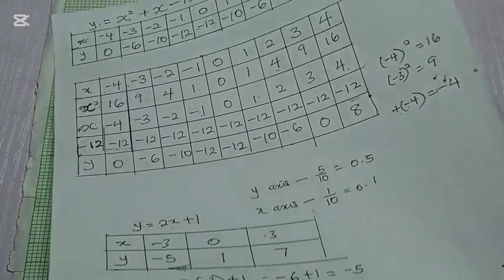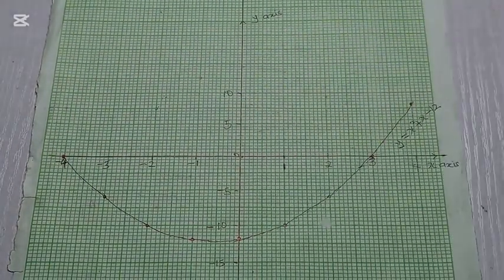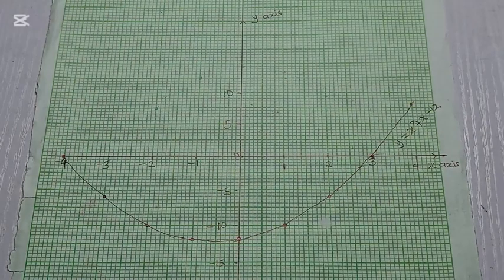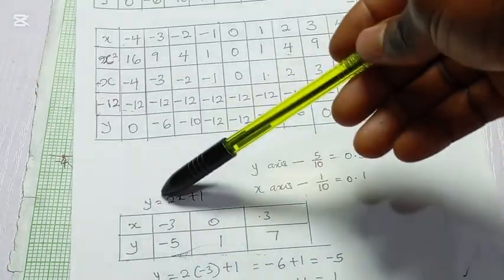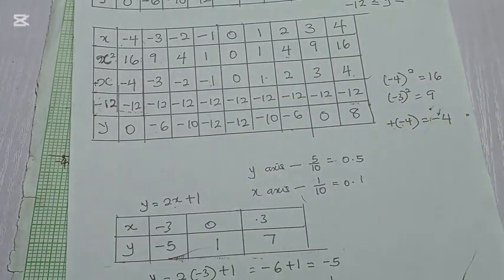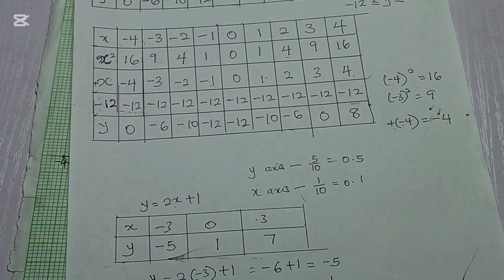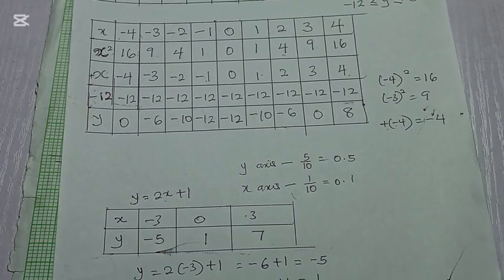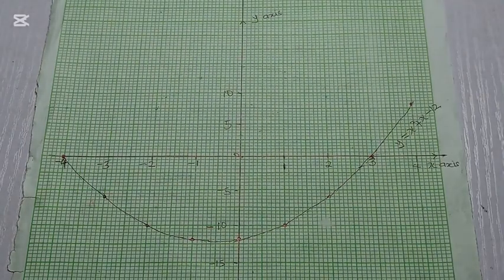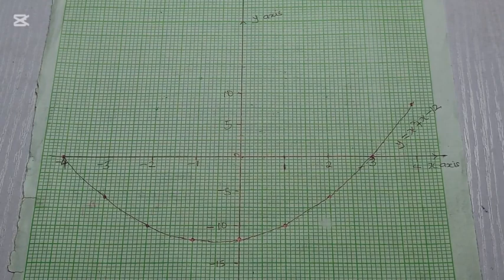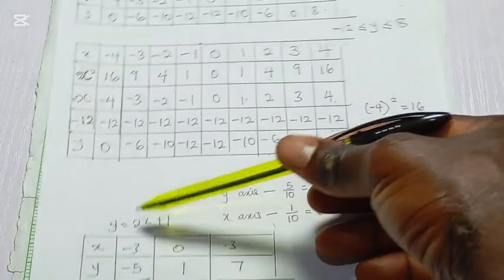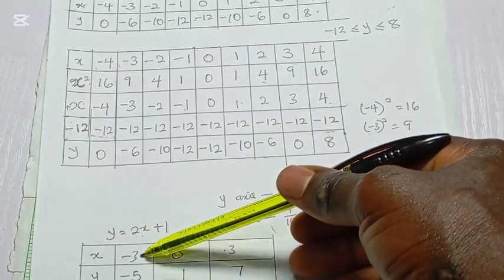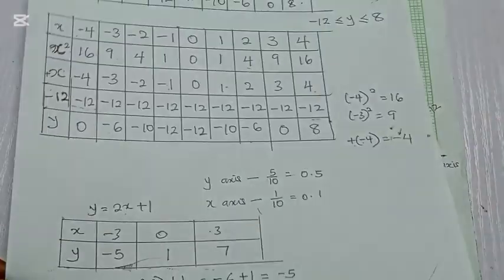So this is exactly what I'm going to plot on this same graph sheet using the same scale. Don't forget, you are at liberty to pick any value. I actually picked minus 3, 0, and 3. Someone can take minus 2, 1, and 4, depending on your choice, whatever works for you. But don't forget, just pick 3 values, and that will be enough. So when x is minus 3, y is minus 5. That is on this new equation, y equals 2x plus 1. When x is minus 3, y is minus 5.